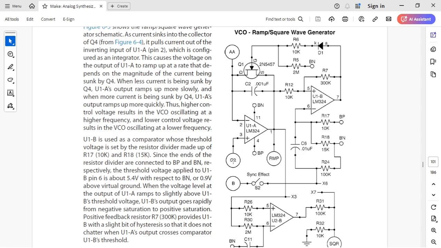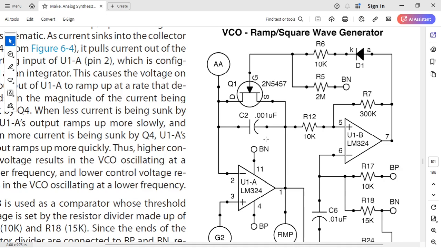And what is G2? So G2 is applied on the non-inverting input, and G2 is the virtual ground. So it's 4.5 volts. And as a reminder, BP is the battery. So BP, BN, you will see it all over the place. BP is the battery positive at 9 volts, and BN is the actual ground at 0. So this op-amp is used as an integrator.